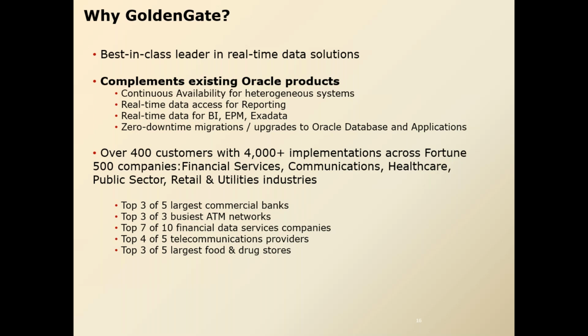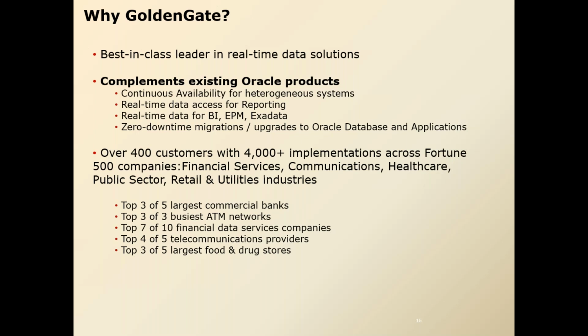Okay, real-time data for business intelligence. So guys, sorry, I took 5 to 6 minutes of time to explain, but I wanted to let you know the advantage of this. So real-time data for business intelligence, EPM, Exadata. GoldenGate along with Informatica or ODI is one of the best business intelligence tools available in the market. So you can use GoldenGate for real-time data for business intelligence, EPM or Exadata.